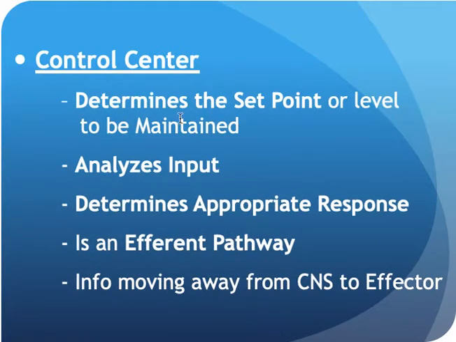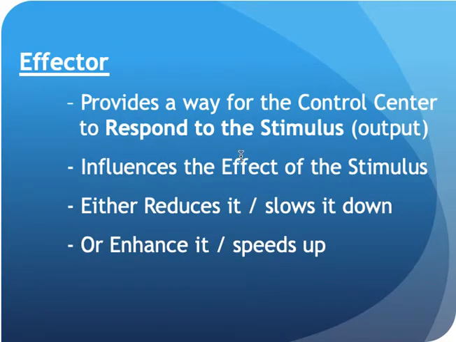Okay, so my control center is going to determine the set point, or the level to be maintained. It's going to analyze the input and determine the appropriate response, and this is going to be an efferent pathway. So I'm sending impulses away from my central nervous system to my effectors, and again, these are going to be glands or muscles or organs or things like that that are going to change things for me.